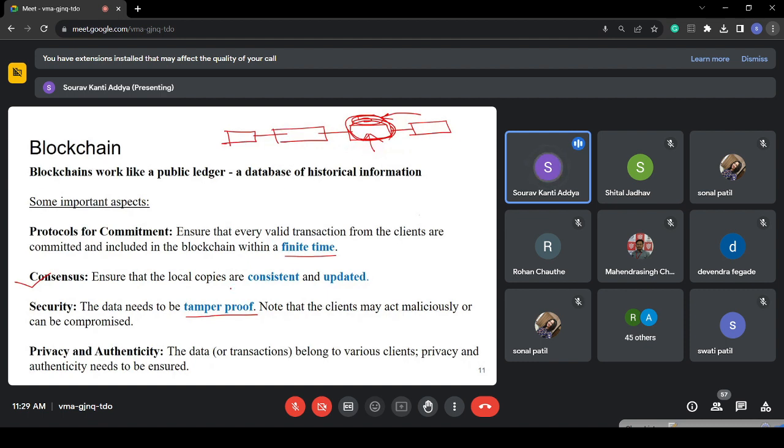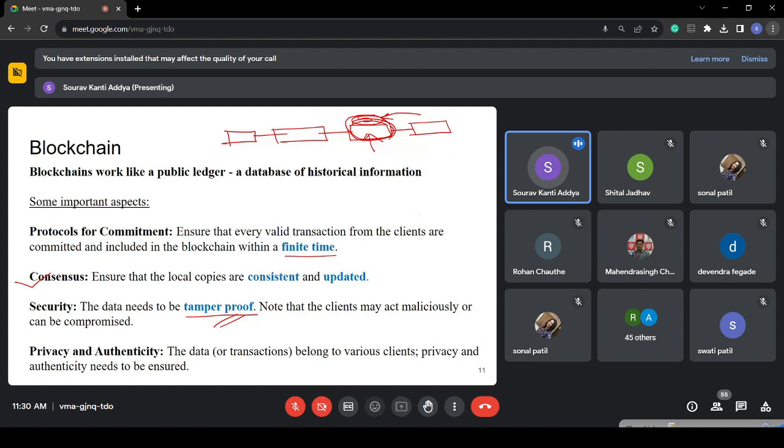And for maintaining this tamper proof, blockchain uses different concepts called Merkle trees, different kinds of hashing, different kinds of SHA, and other things. So note that the clients may act maliciously or can be compromised. It happens, but data cannot be changed.